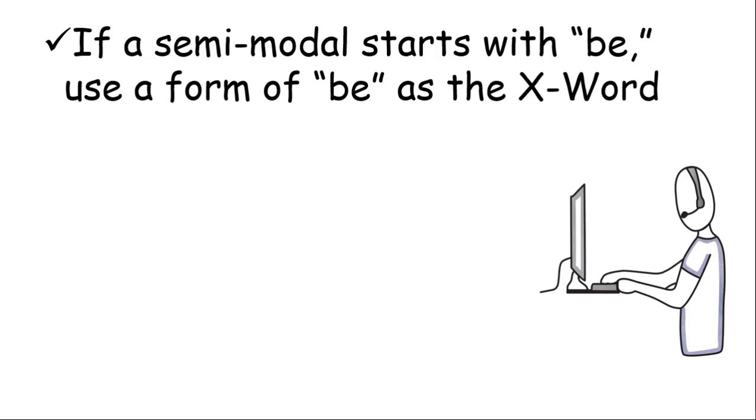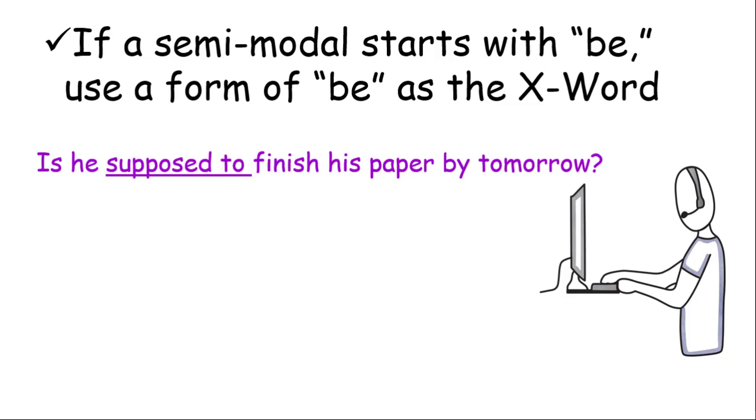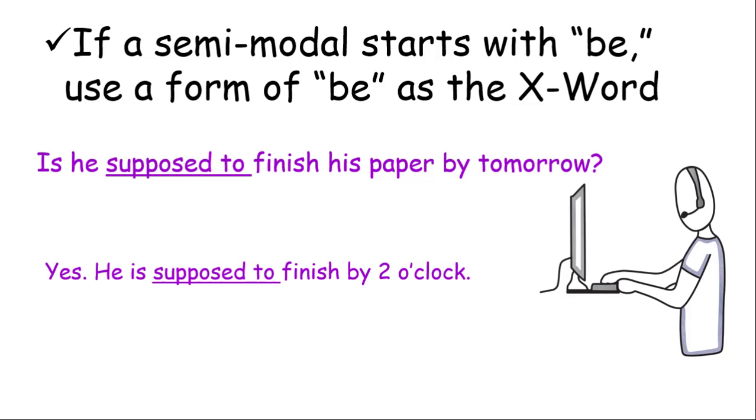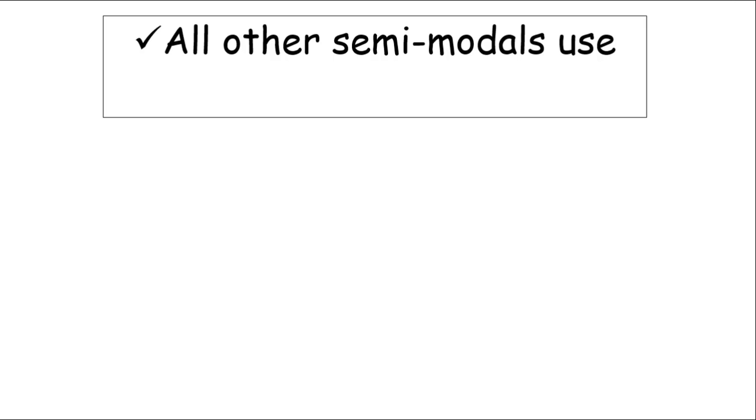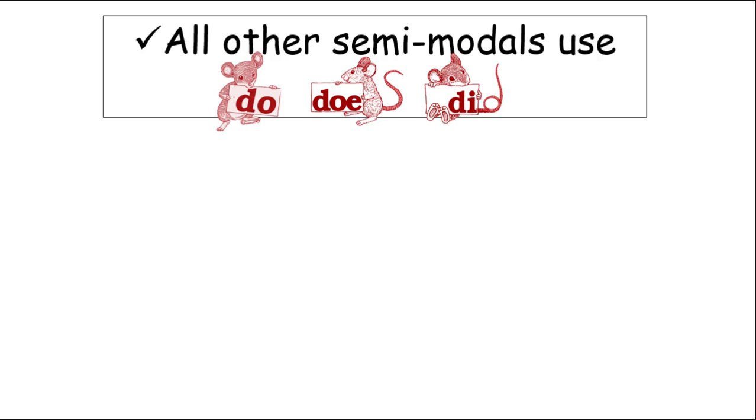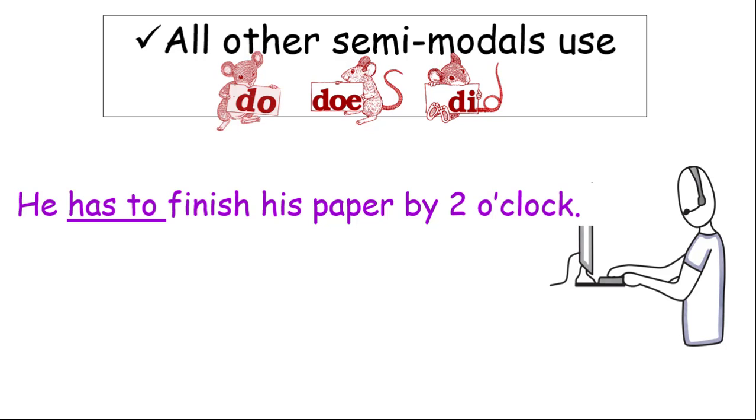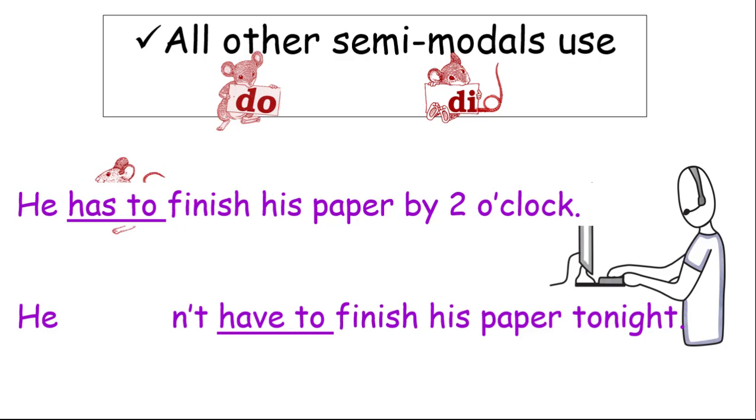If a semimodal starts with a form of be, use a form of be as the X word. Is he supposed to finish his paper by tomorrow? Yes, he is supposed to finish by 2 o'clock. Is is the X word. All other modals use do, does, and did. He has to finish his paper by 2 o'clock. Does is hiding behind has, so the negative is he doesn't have to finish his paper tonight.